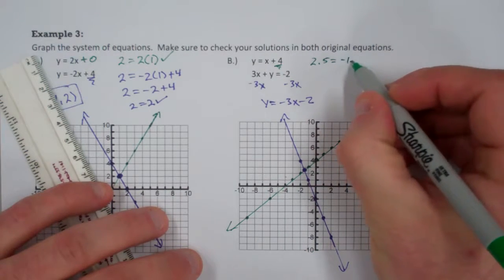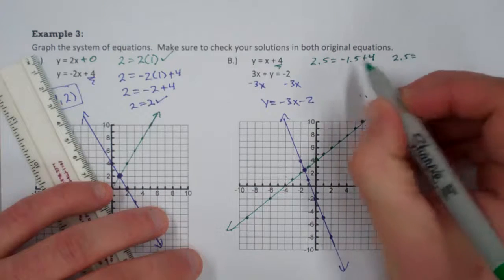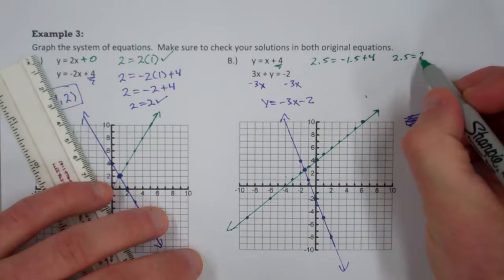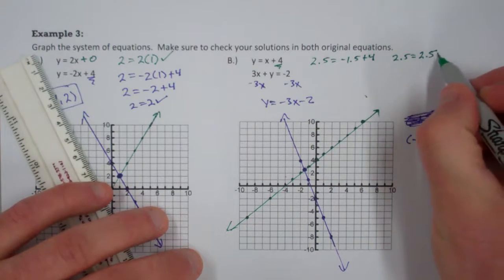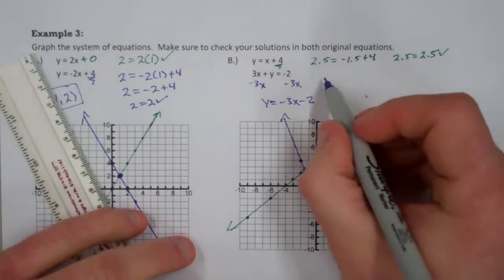And we've got negative 1.5 plus 4. So 2.5 is equal to negative 1.5 and 4 is 2.5. So this one is checked. The next one is 3.